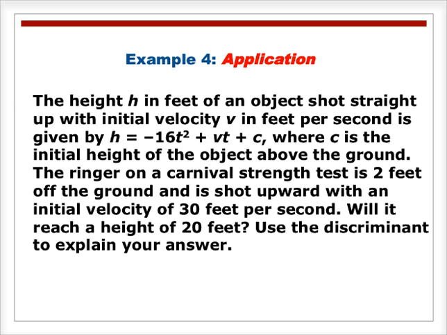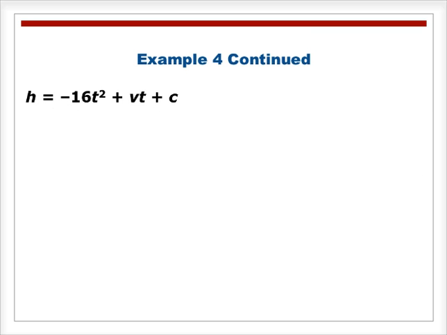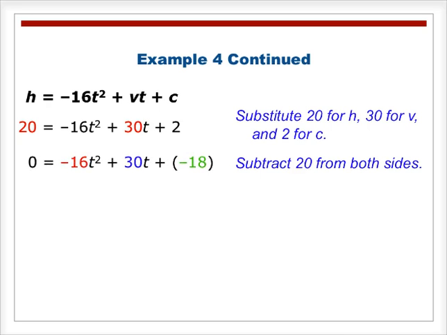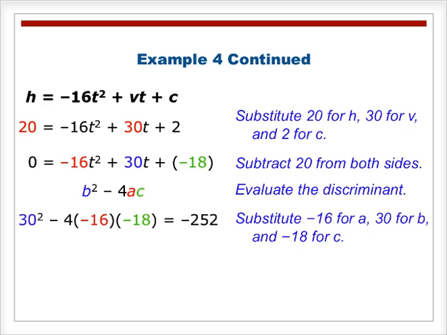Well, we have to figure out what the parts are. We know that the height we're trying to get to is 20. So we're going to substitute 20 for h, and 30 for v, and 2 for c, because it started 2 feet off the ground. So the velocity at which it's traveling was that 30 feet per second. Once we have this information, we can subtract 20 from both sides. So now we have it as a quadratic, and we can use what we know about the discriminant to decide if it's going to reach the height or not before we figure out where that's going to be. So the discriminant says b squared minus 4ac, and when I substitute, I get a negative value, which means there really is no real solution. So the ringer is not ever going to reach a height of 20 feet if the velocity is 30 feet per second.